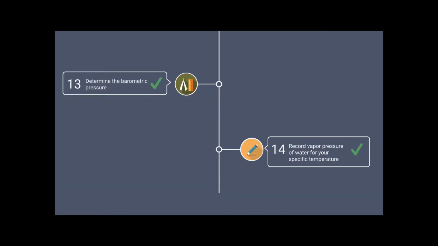We finally have all 6 of our measurements, so we now have enough information to solve for R. Listen to your teacher for any other instructions.